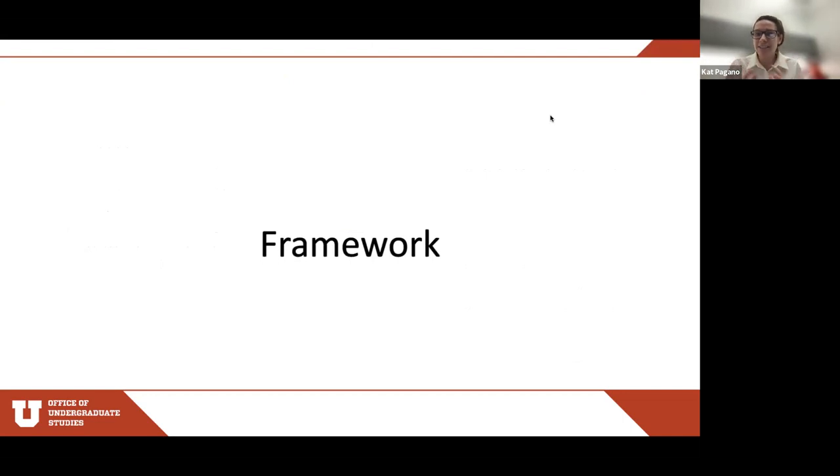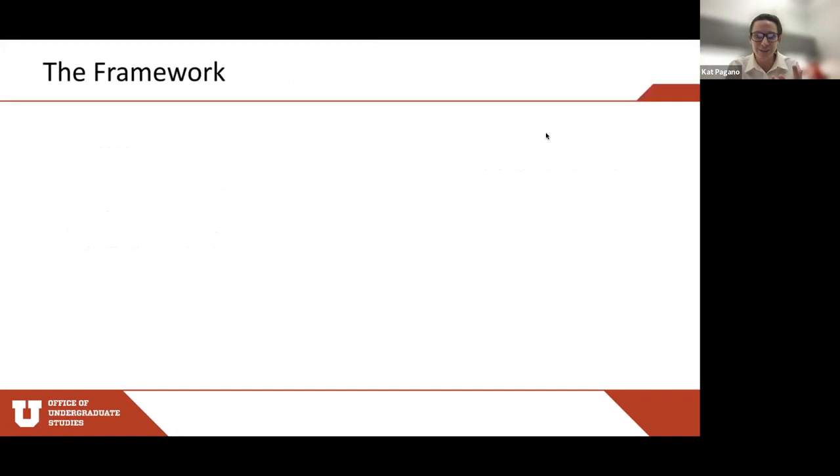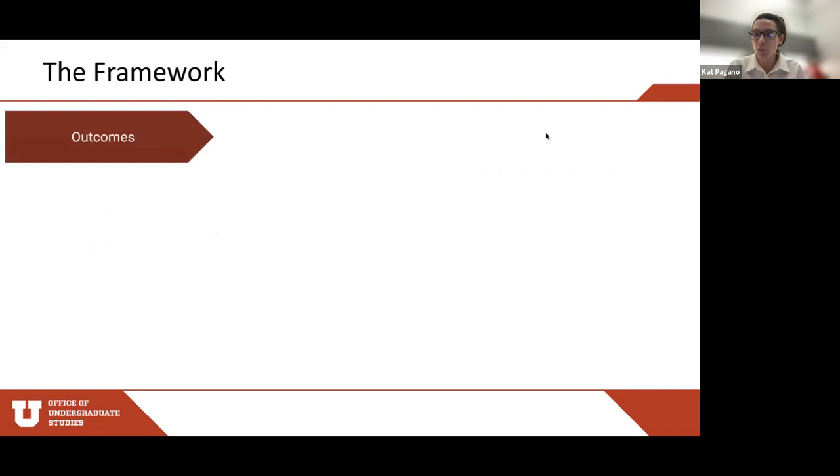Okay, so let's dive into the actual framework. What is the specifications grading framework? There are a couple components to the framework. The first one is starting with the outcomes. So you might already be thinking that when we start with outcomes, it sounds like we're starting from a bigger picture. Yeah, you're stepping backwards into this course.